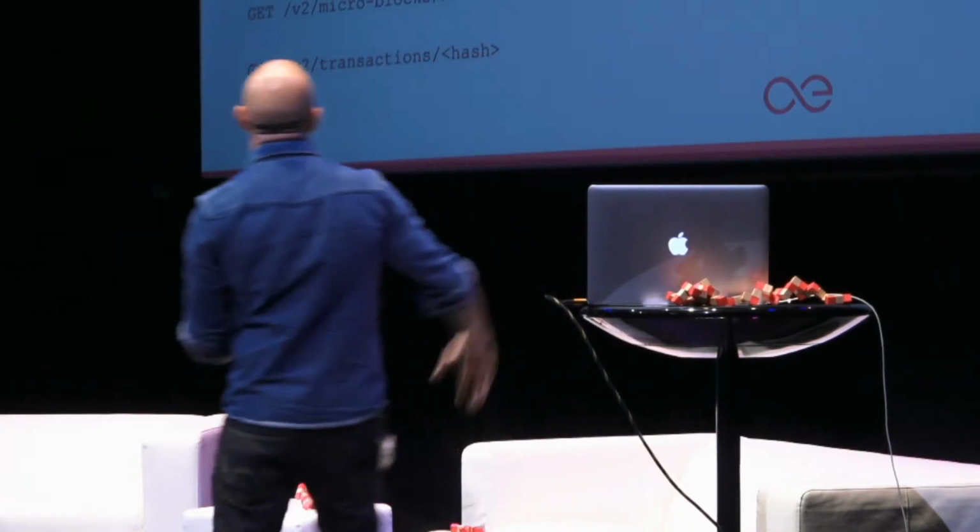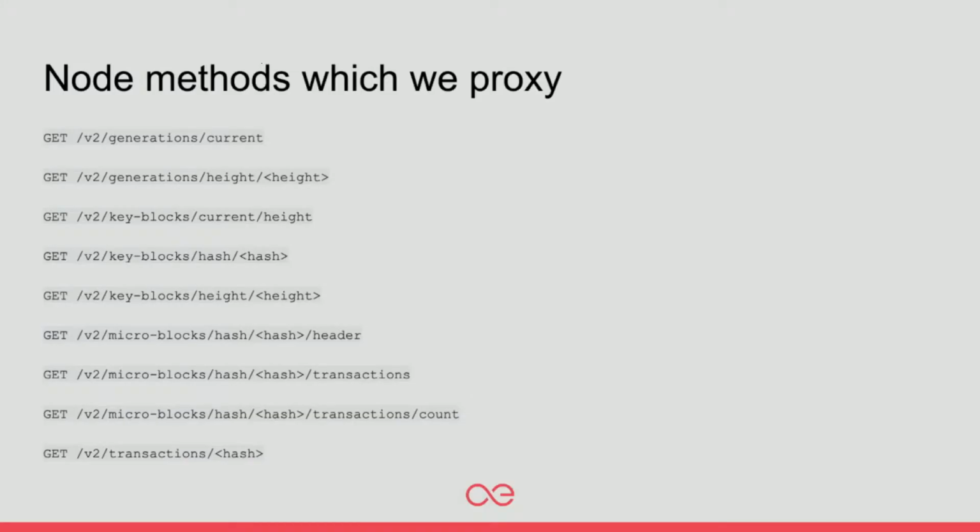These are the methods that we return our database data for, and the reason for doing that is just speed. If we don't know something, because there's some inconsistency, we then just go back and ask the node. So we always rely on the node as the ultimate source of truth.